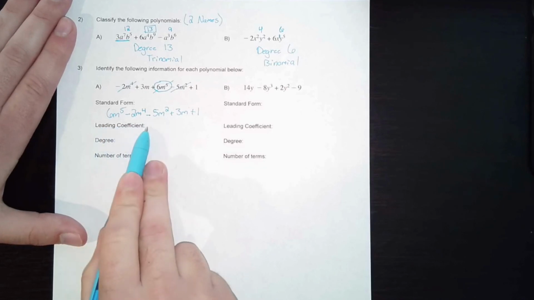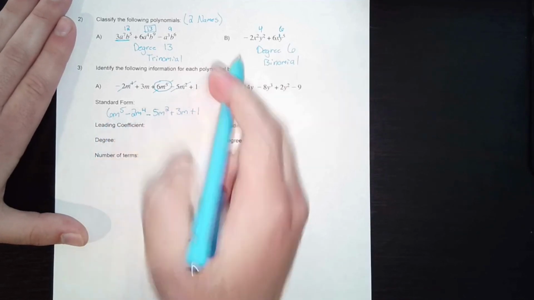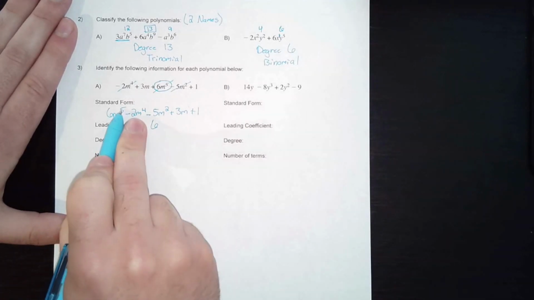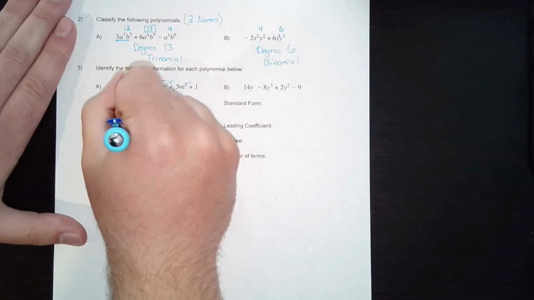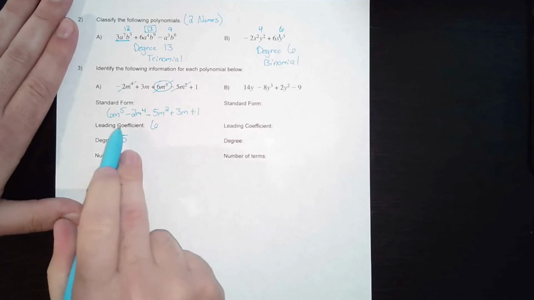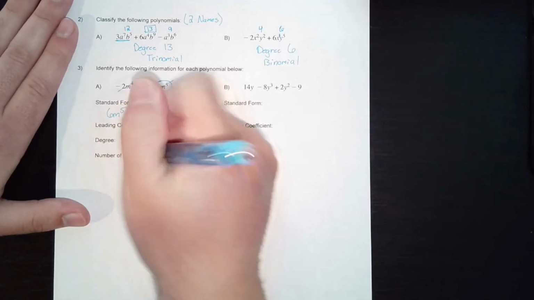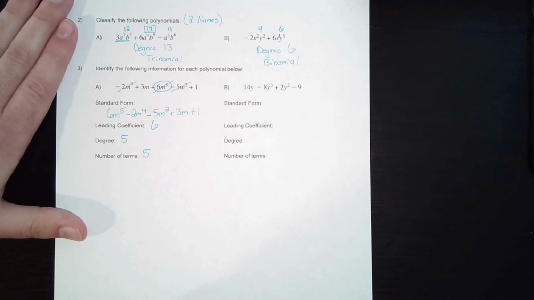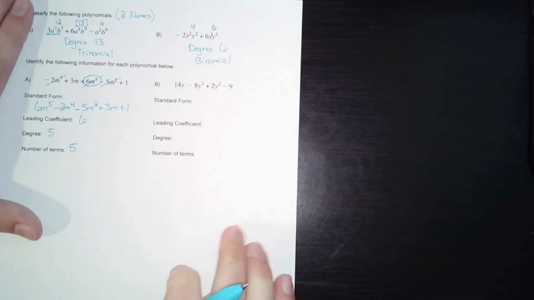Okay. Leading coefficient is the number from the front once we're in standard form. So that's the 6. Degree is the highest exponent, or the degree of the first term, which is 5. And then number of terms, if I count them here, 1, 2, 3, 4, 5 groups. So I have 5 terms. Okay, let's try another one of those. I actually encourage you to pause the video right now and try part B on your own, and then I'll come through and explain it here in just a second.